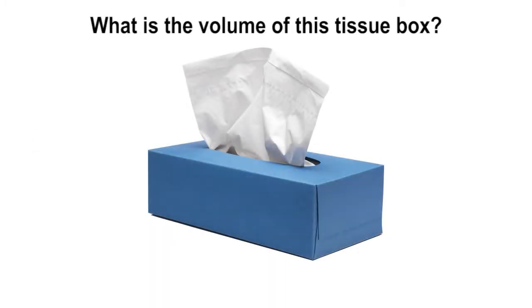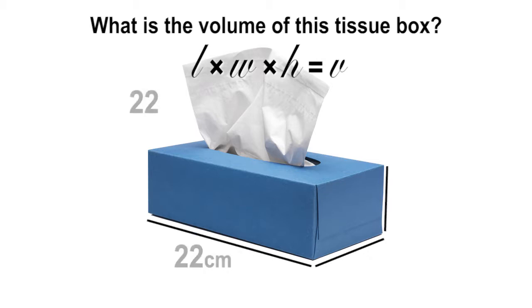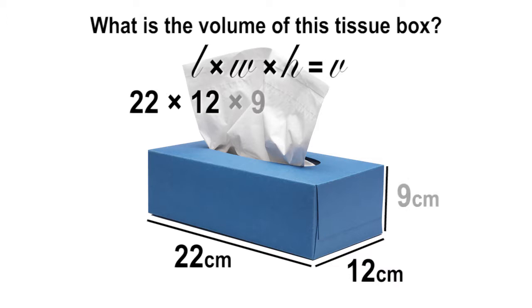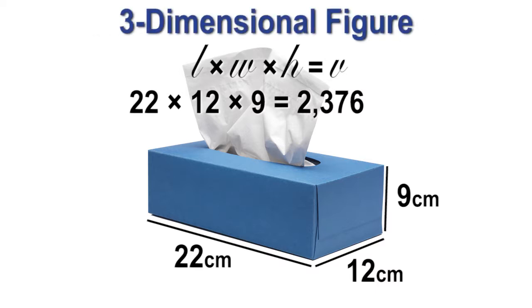What is the volume of this tissue box? Volume is measured by how many unit cubes it takes to fill a container. We use the formula length times width times height. To find the volume of the tissue box, we will multiply the three dimensions. 22 times 12 times 9 equals 2,376.